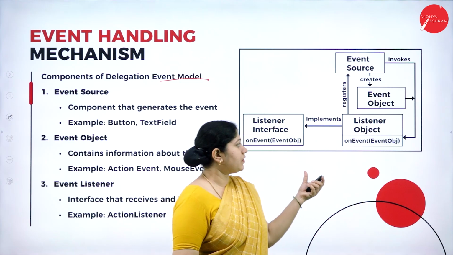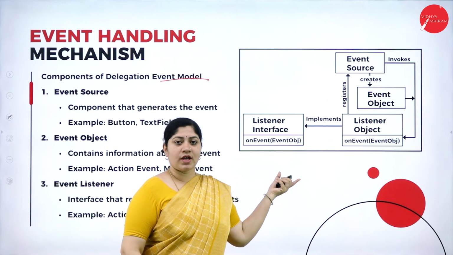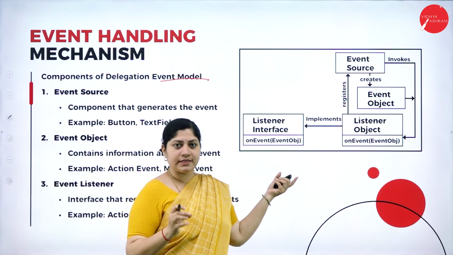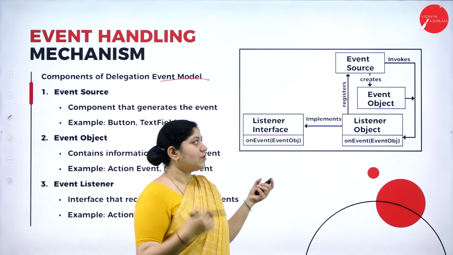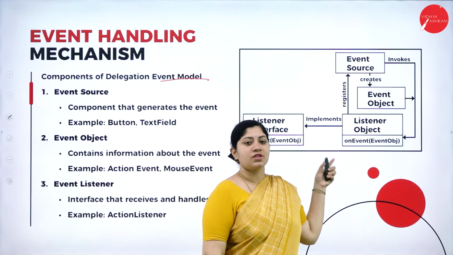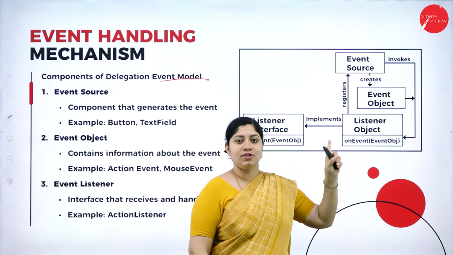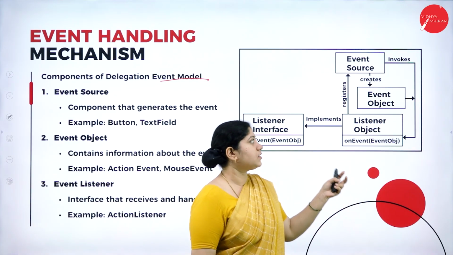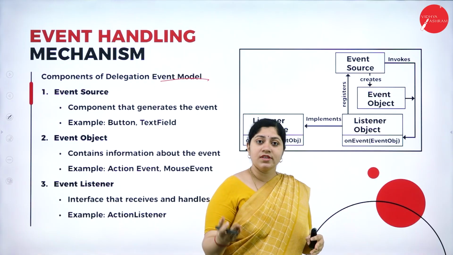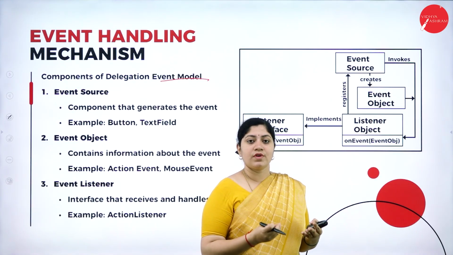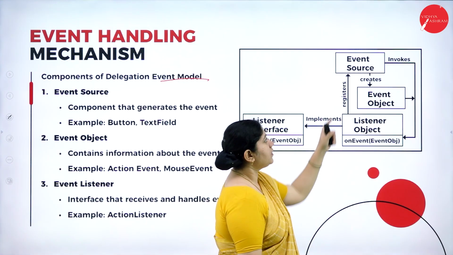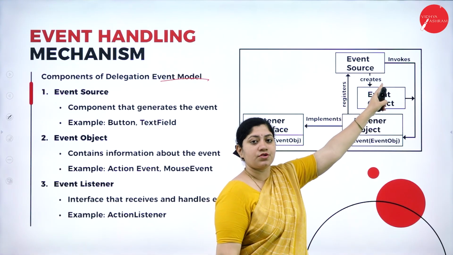Now let's see a simple representation here. We know that it contains three components, that is none other than event source, event object and event interface. So let's understand it in a better way through this pictorial representation. The initial thing that we have to concentrate on is the event source. As the name itself says, it is an event source. It creates or generates the events. Alright, the event source will create or generate the event.